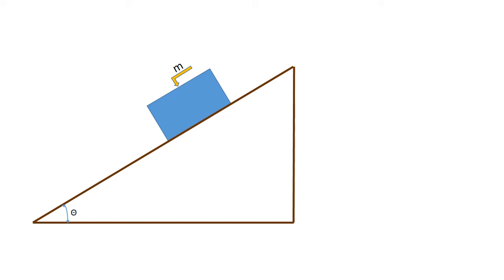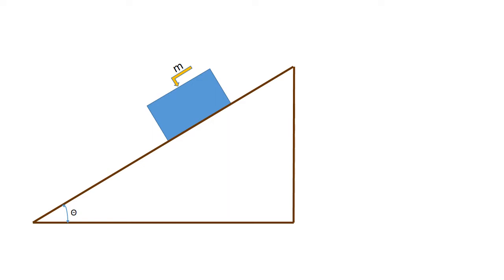To begin with, let's consider a body of mass m lying on an inclined plane with an angle theta. What would happen if the angle of inclination is increased? Definitely the body is going to roll down or slide down. Well, what could be the reason for it?